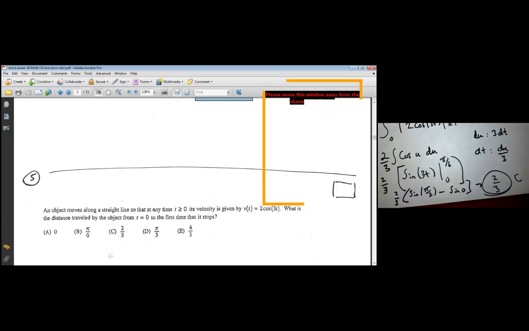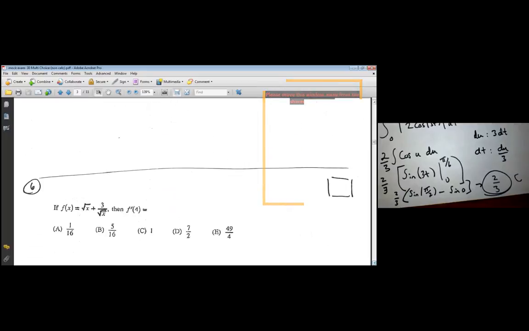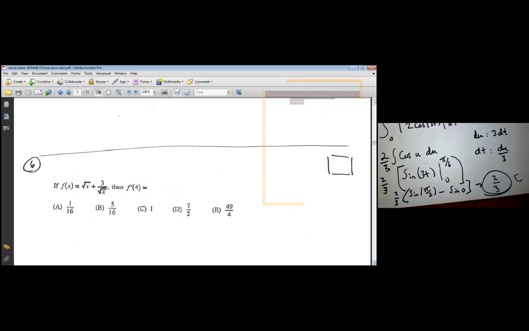I just circled pi over six. Oh, you have to go way further than that. Yeah, that's a pretty complicated one, but I mean, sorry, you're not going to get all of these, right? All right, number six, you better get right.